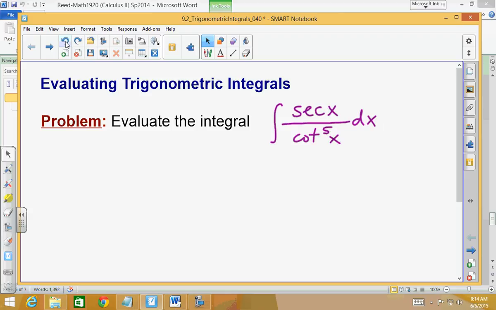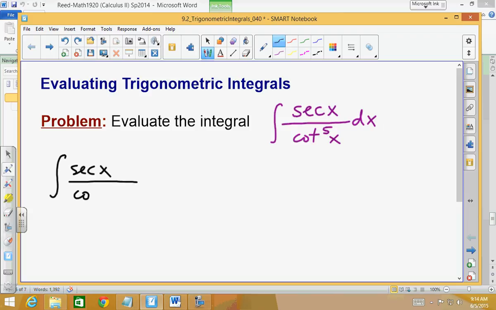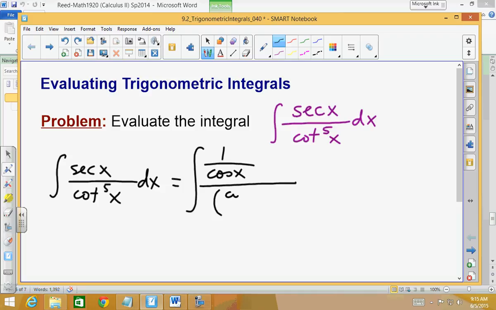So let's see if we can rewrite the integral in terms of sine and cosine. We have the integral of secant x divided by cotangent to the fifth x dx. Remember, secant is 1 over cosine, so 1 over cosine x divided by cotangent, which is cosine x divided by sine x, all this to the fifth, dx.